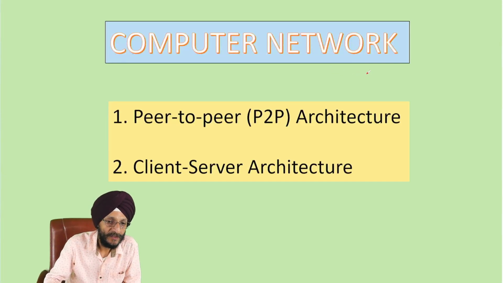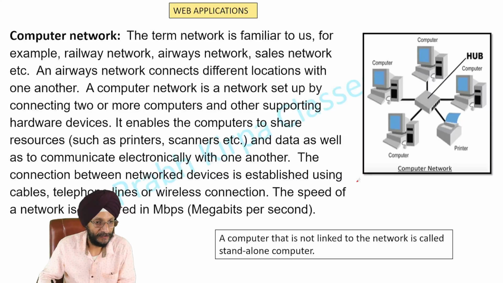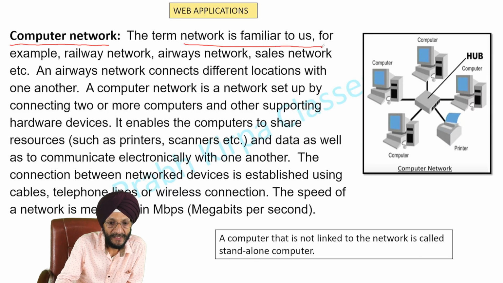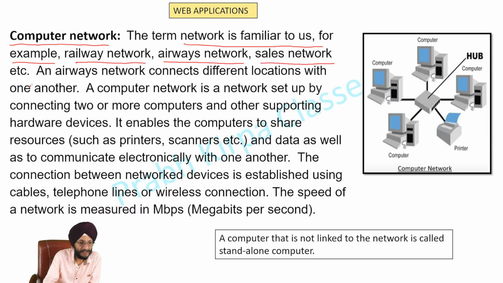In this lecture, we will cover what is a computer network, what is the meaning of peer-to-peer architecture, and what is client-server architecture. First, what is a computer network? The term network is familiar to us. For example, railway network, airways network, sales network, etc. An airways network connects different locations with one another.